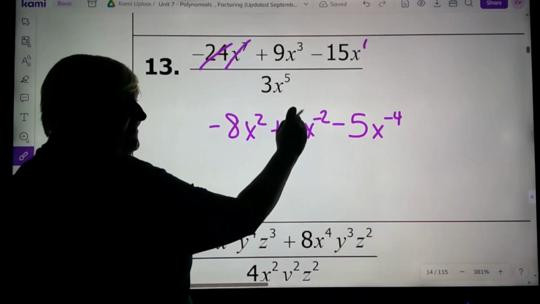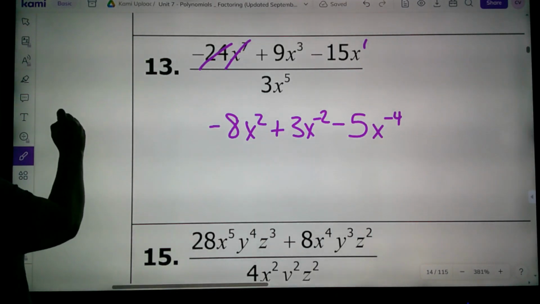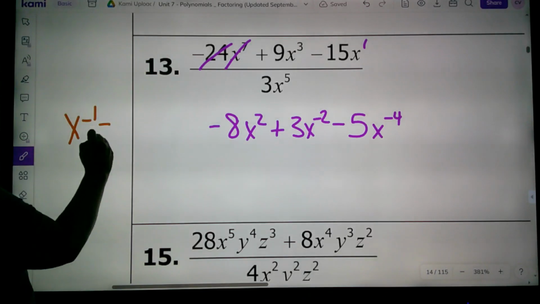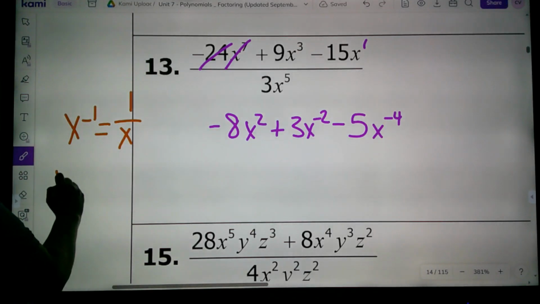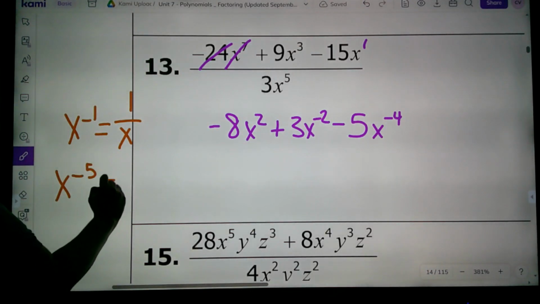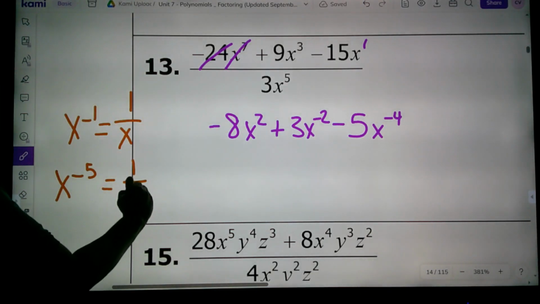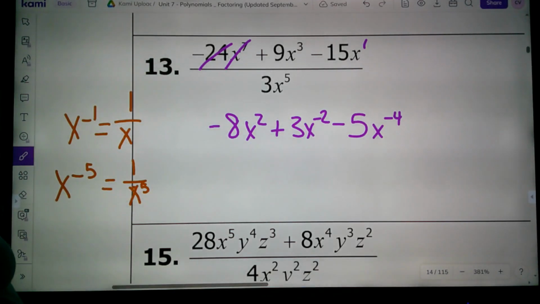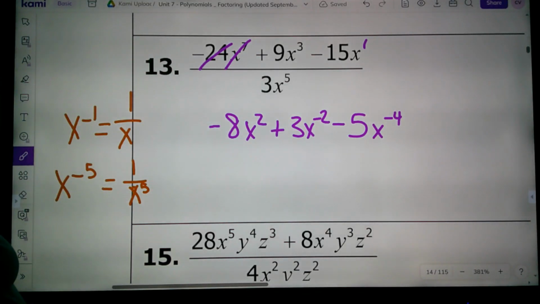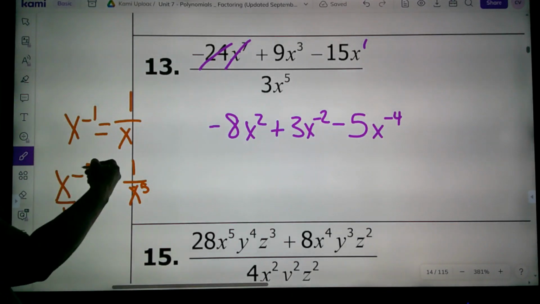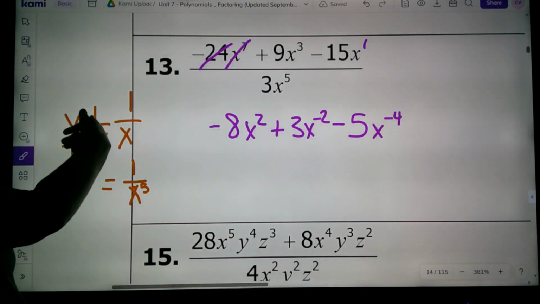To get rid of a negative exponent, flip it. Look, x to the negative 1 is equal to 1 over x. x to the negative 5 is equal to 1 over x to the 5th. Flip it to get rid of the negative. I literally flipped the term, right?